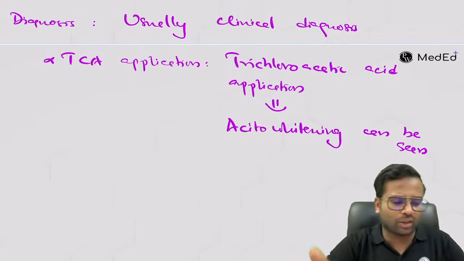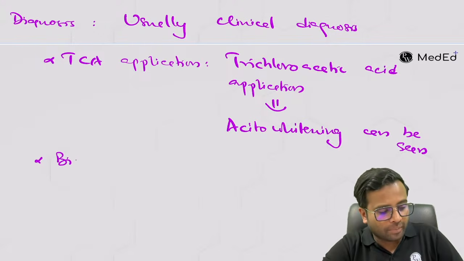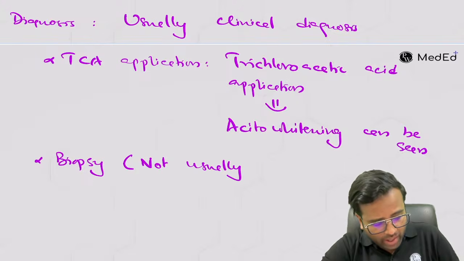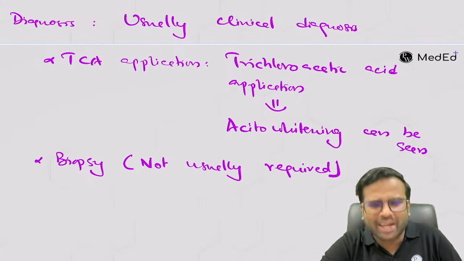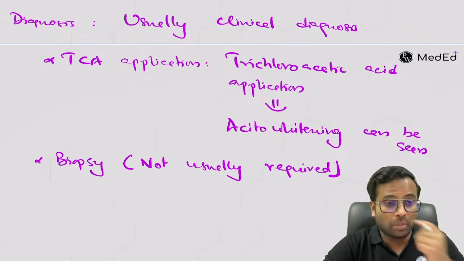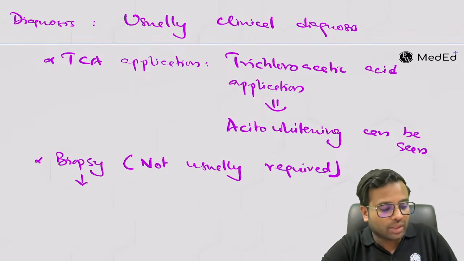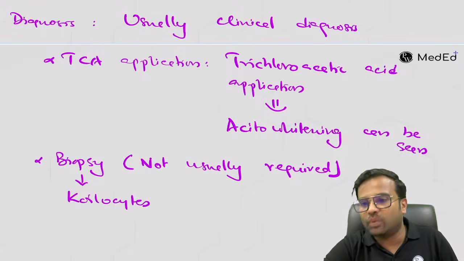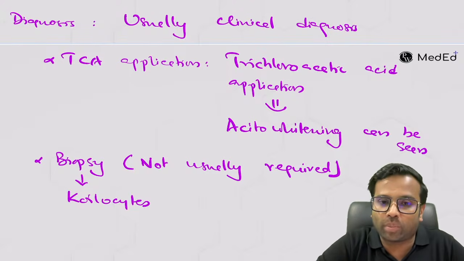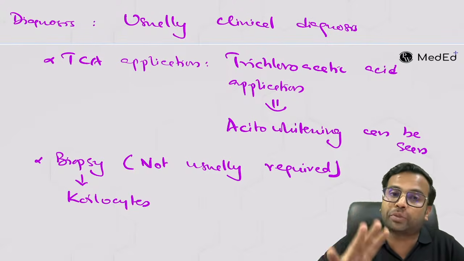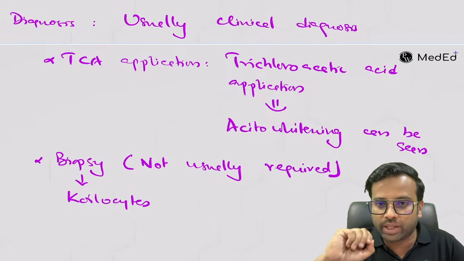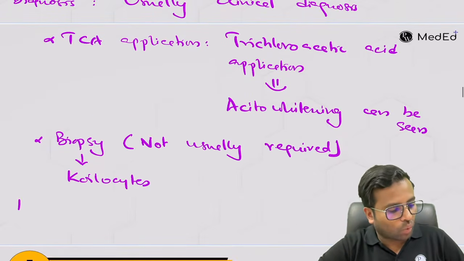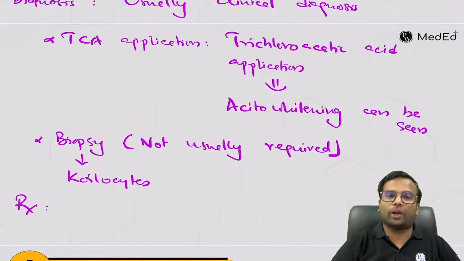And you can also do a biopsy, which is not usually required. Since it's a benign lesion, usually biopsy is not required. But when you do a biopsy, you can actually see koilocytes. These are vacuolated cells which can be seen in cases of Condyloma acuminata or any of the HPV infections. And finally, you're going to write down the treatment of Condyloma acuminata.